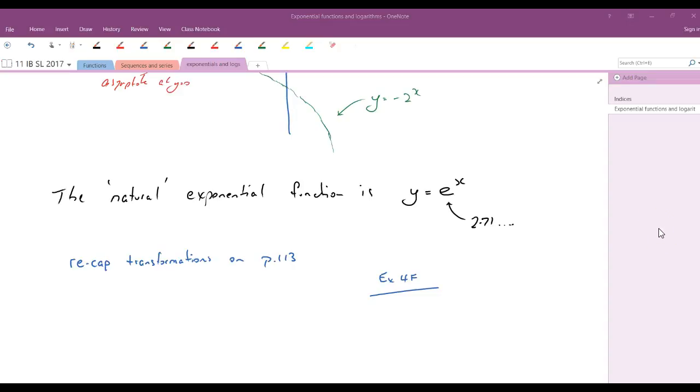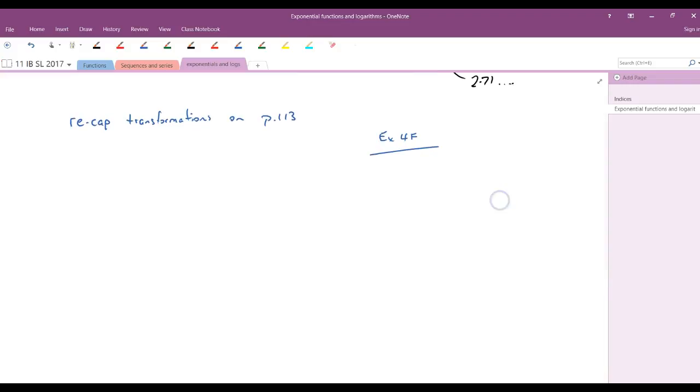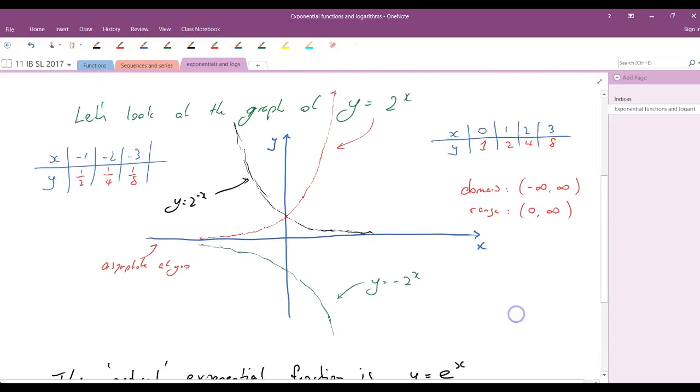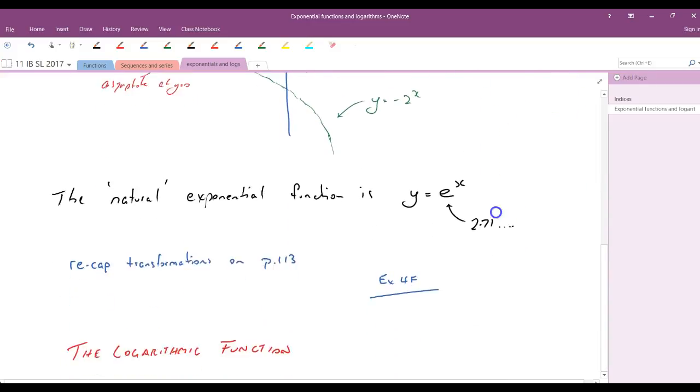Alright, in this screencast I'd like to concentrate on logarithms and the log function. So let's get that heading in here, the logarithmic function. In the last screencast we looked at the exponential function. And there it is, and some aspects of that.